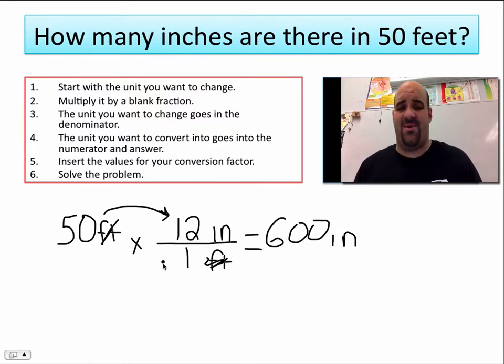Now some of you might have just known instinctively, 50 times 12, done. But I want you to show me how the units cancel in division, and why this is going to become more important as we move on.